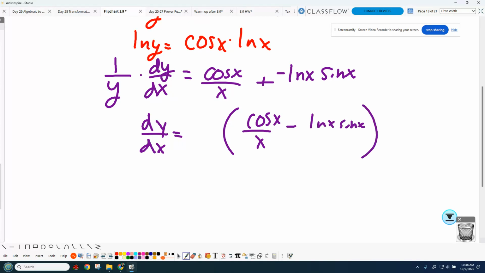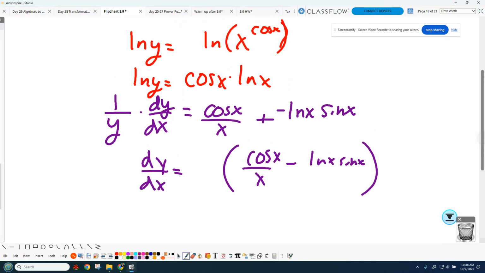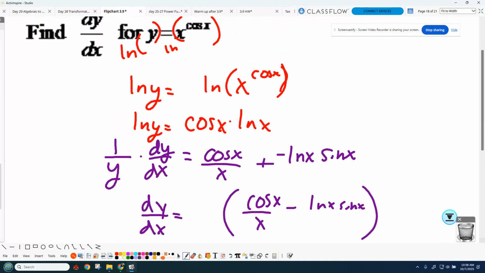And here's another being lazy. I need to multiply both sides by y, but I don't want y in my final answer. Yoav, what was y equal to in the first place? All the way up here.